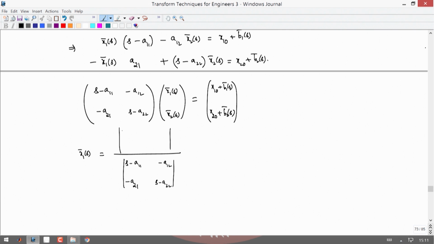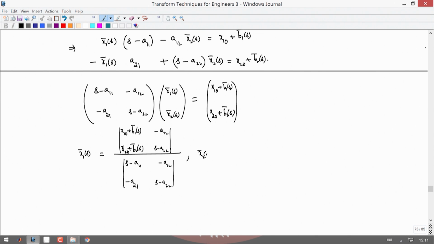So, that is, the first column I am replacing with x1(0) plus b1 bar of s, x2(0) plus b2 bar of s, and the other column as it is, that is a12, s minus a22. So, this determinant, if you consider it, is exactly the solution x1 bar of s.